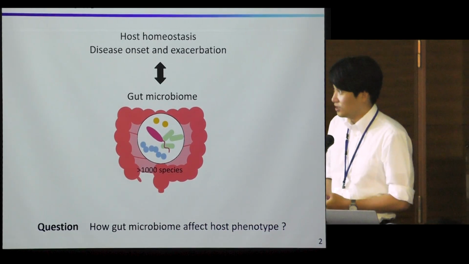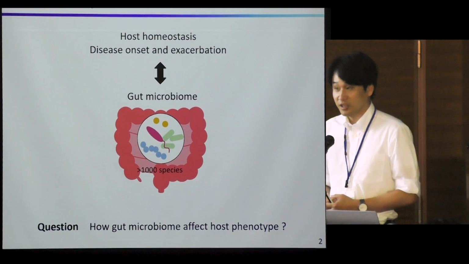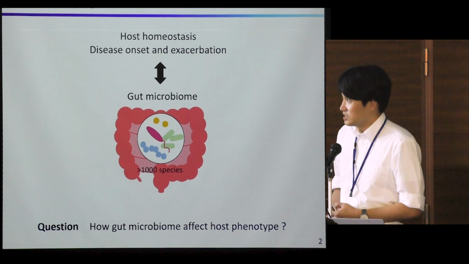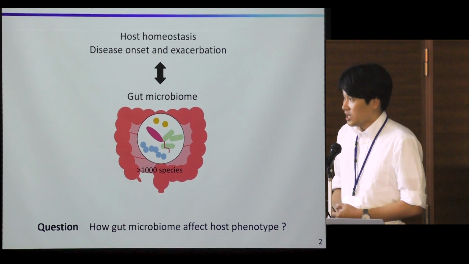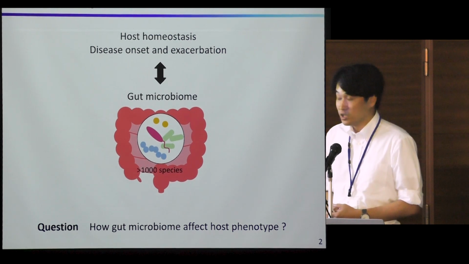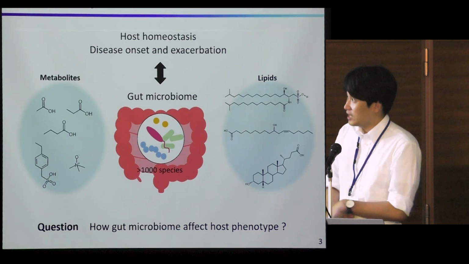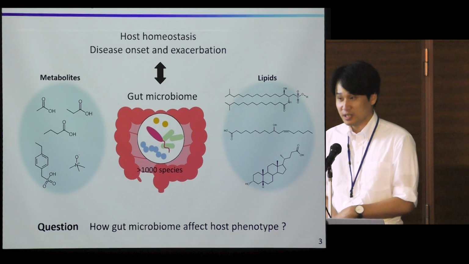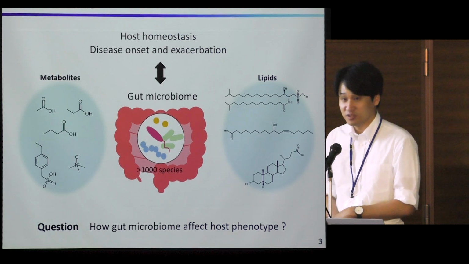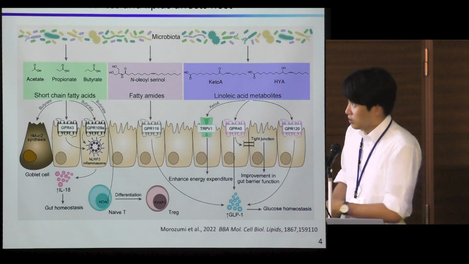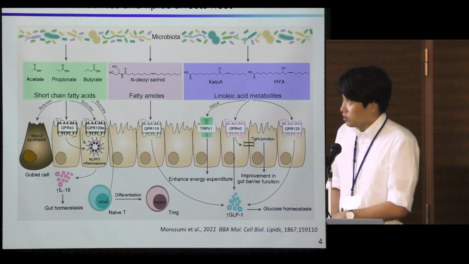As you already know, there are many bacteria in our gut, and they regulate our homeostasis and disease. So our global question is, how does the gut microbiome affect the host phenotype? One of the possible mechanisms is metabolites and lipids, as the previous speaker also said. So I will explain a brief example.